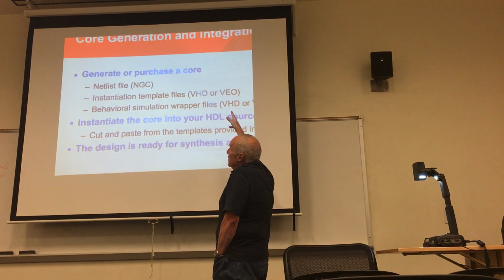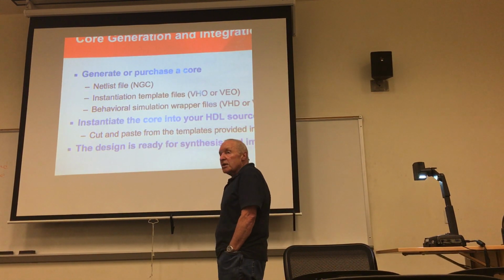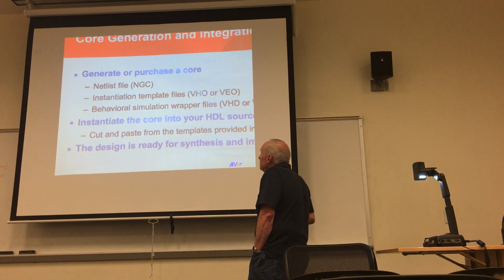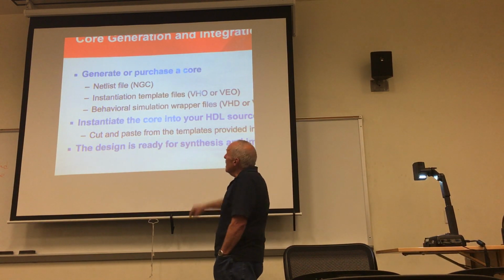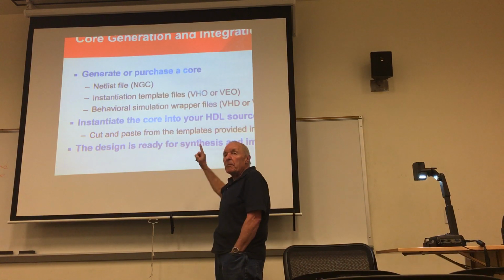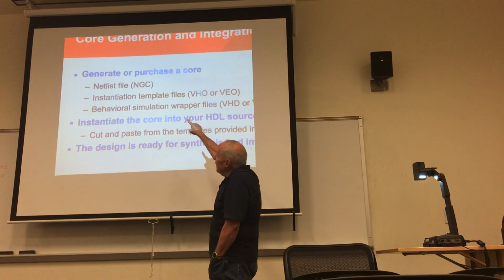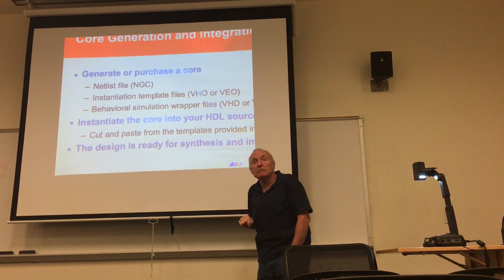Those are the three files the IP generator is going to produce for me. I get the instantiation template file so I can instantiate that core into my design. I'm gonna get a wrapper file so I can do the simulation. And in my code, I will have a black box module created. And that netlist file then would be input to the place and route.